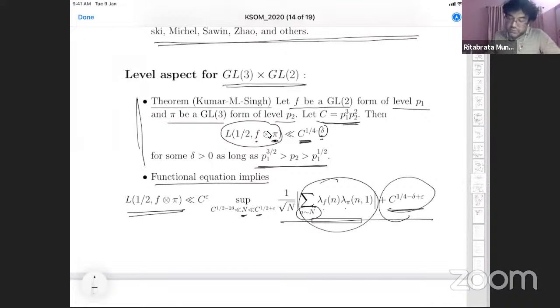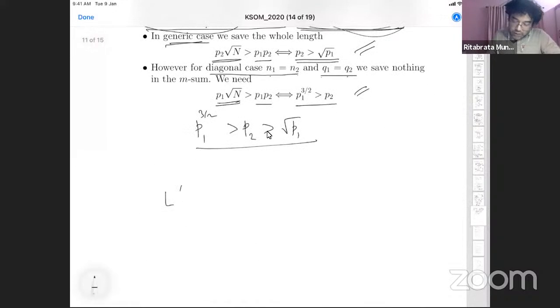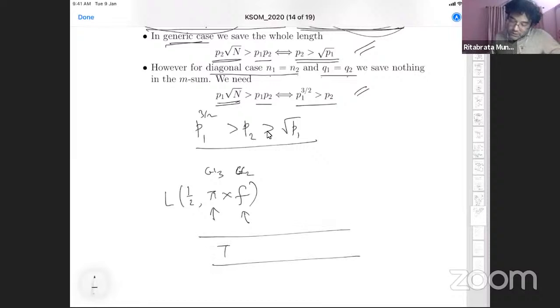Incidentally, I must mention here that it's still an open problem. If you look at L half pi twisted by F, where pi is a GL3 and F is a GL2, and you fix one of them and vary the level of the other one, the subconvexity is not known. But if you vary the level in both of them in a certain range, you get subconvexity. So that's a nice feature of this result. With that, I will stop and thank you.